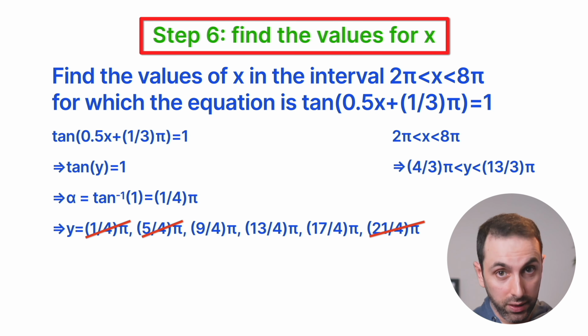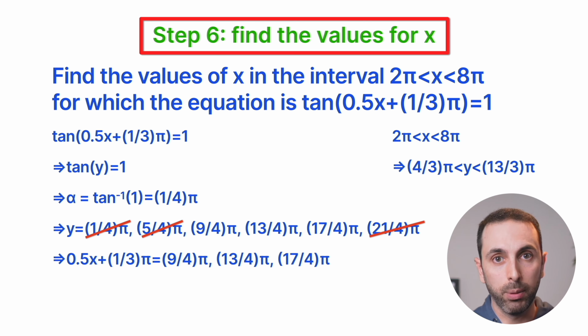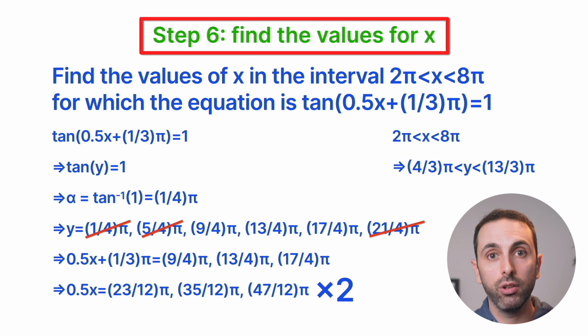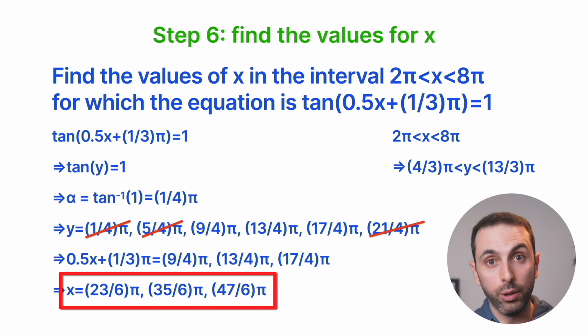So looking at the sixth step, all we need to do here is just replace y with half x plus pi over 3. Now we'll just subtract pi over 3 from those values, followed by multiplying all of them by 2 in order to find the solutions for x. So that gives us a total of 3 solutions.